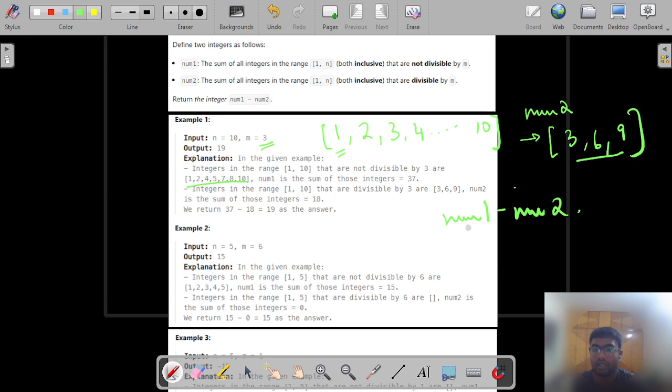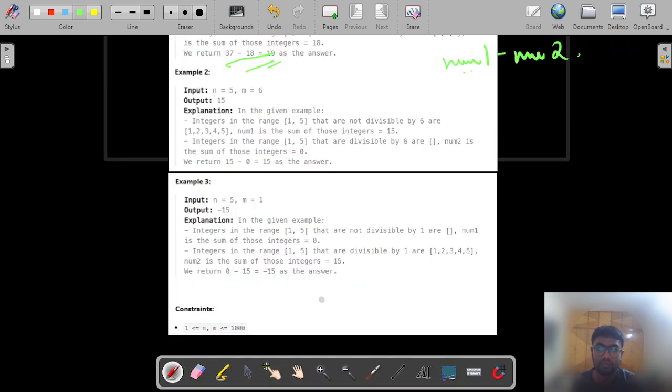Nums1 are the numbers that are not divisible, and nums2 are the numbers that are divisible by m. So the difference of them is as follows, and that's the output. Let us look at these two examples which give us some information on the boundary cases, where m, which needs to be checked for divisibility, is 6, which is outside the range 1 to 5.